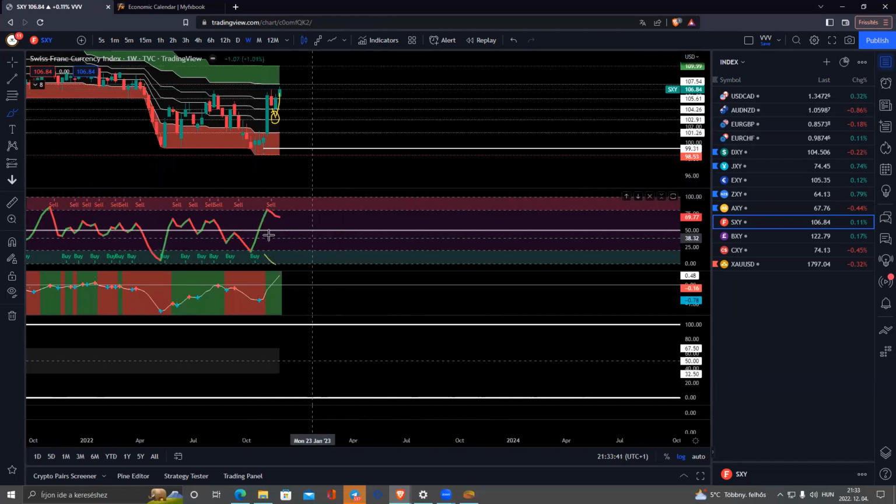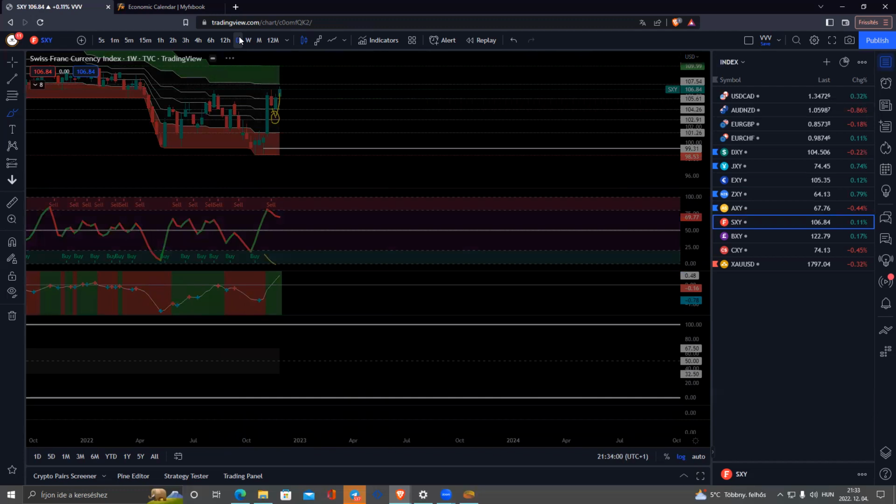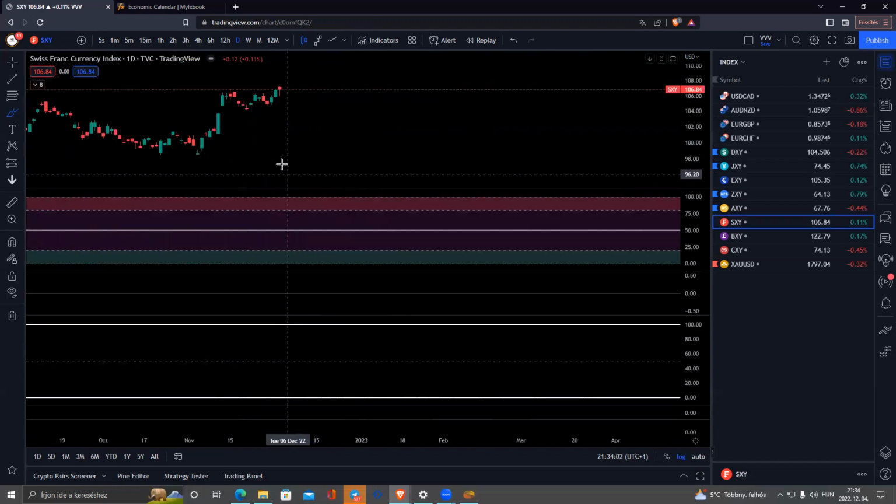The DXY is still in bull momentum. There is a sell side, but also like on the DXY, if this keeps moving up, then we're going to get a divergence. Let's see on daily basis.